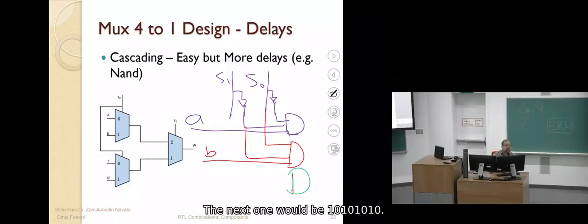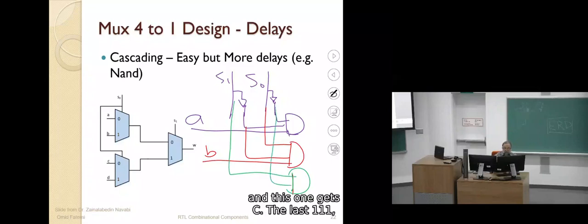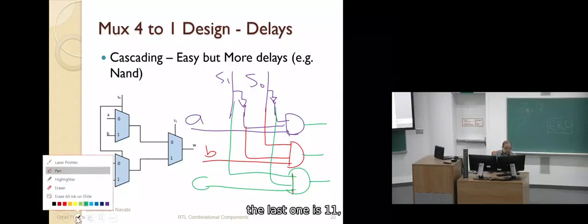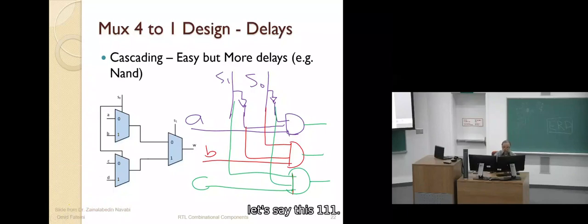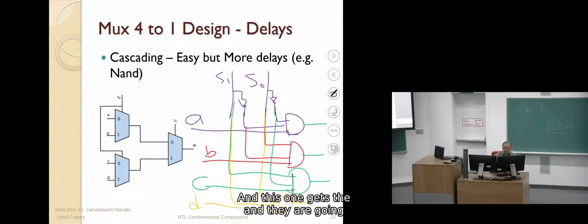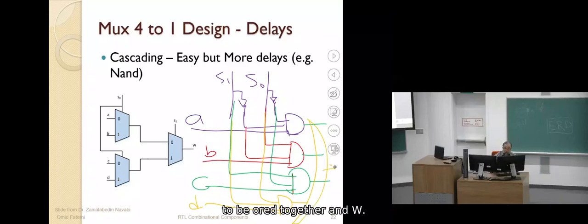The next one would be S1 S0 equal to 10. So 10 is S1 and S0 not. And this one gets C. And the last one, 11. The last one is 11, and this one gets D. And they are going to be ORed together into W. Okay. So this is the good design.